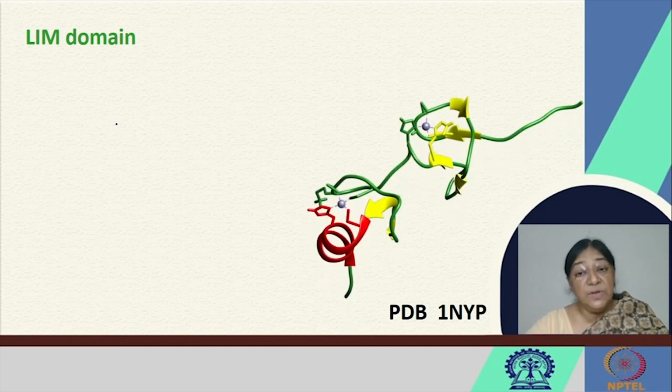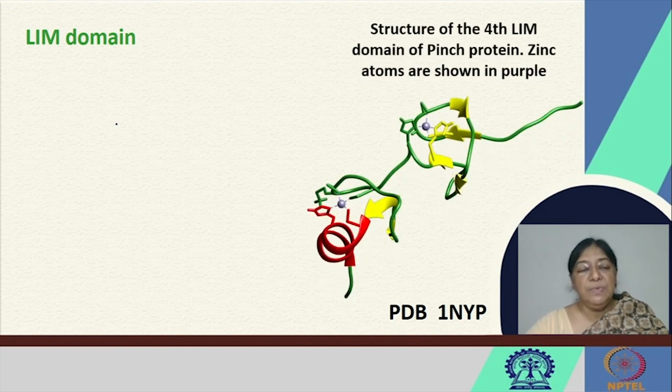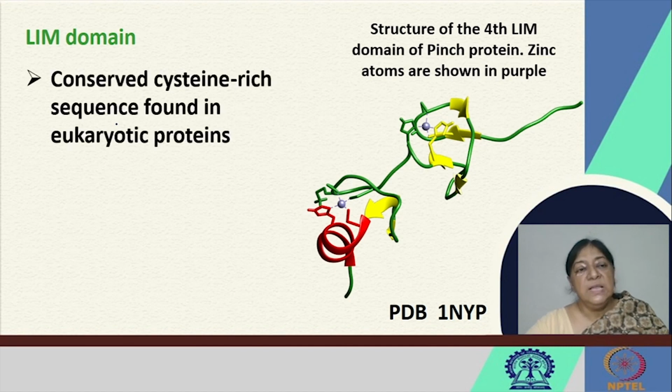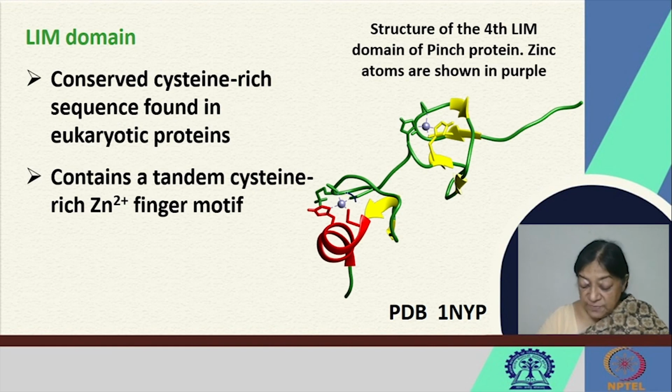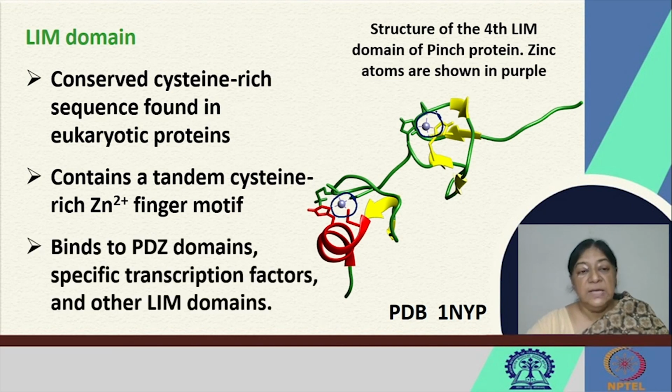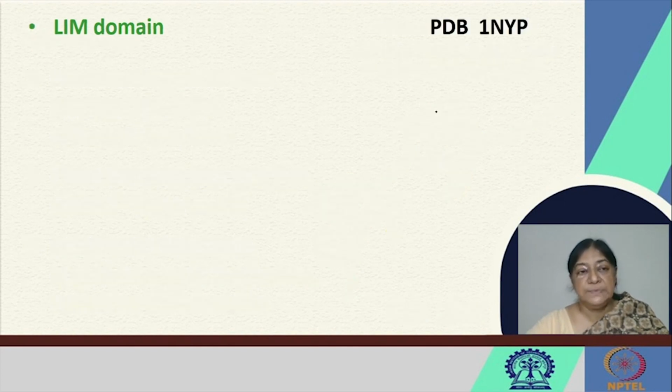There are several other domains that are also known, but we will look at these specific ones. This has a conserved cysteine-rich sequence that is found in eukaryotic proteins. It contains a tandem cysteine-rich zinc finger motif where we see the zinc attached to this specific LIM site. This binds to PDZ domains, specific transcription factors, and also other LIM domains.